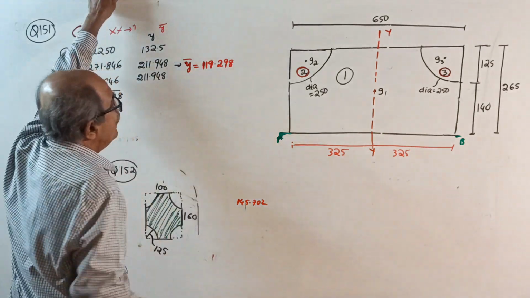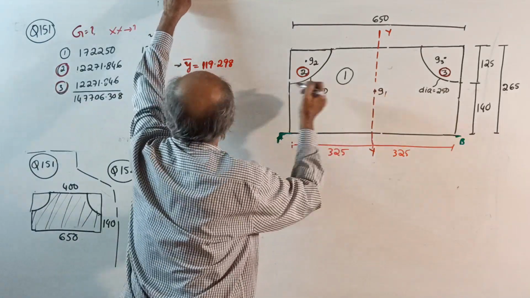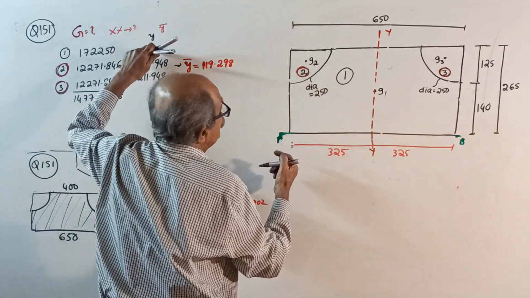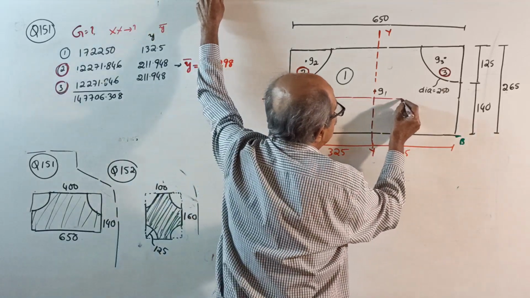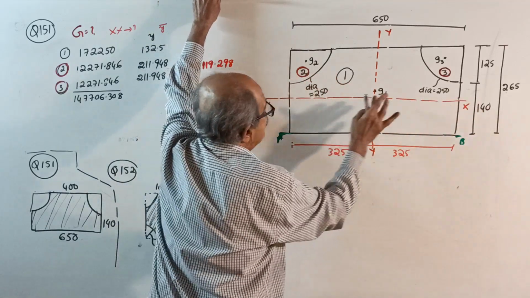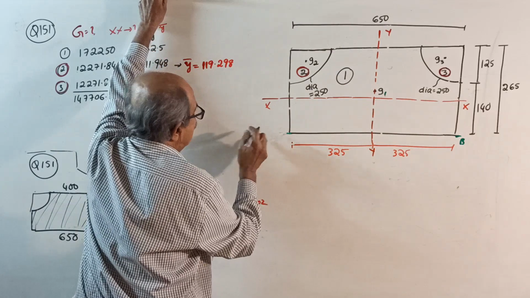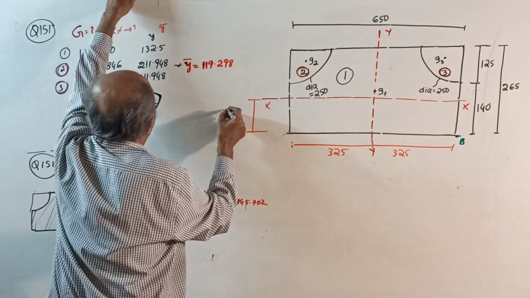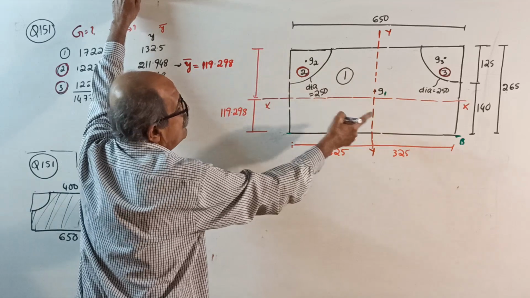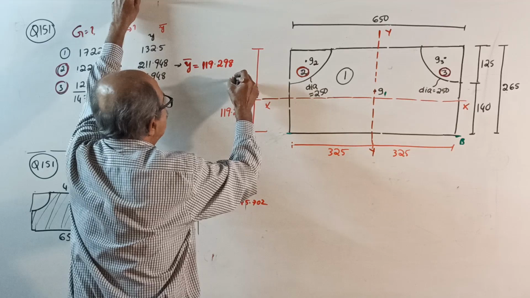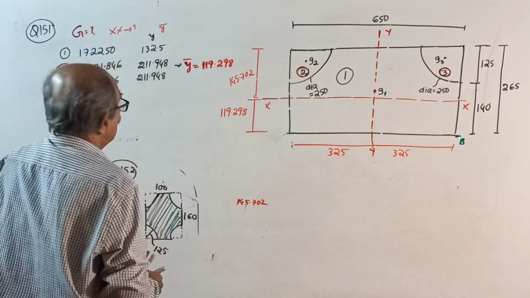Y bar will come 119.298. From here, the center of the rectangle is 265 by 2, which is 132.5. We got 119, so somewhere little down. How much down is not required. XX, G1. This distance is 119.298. Subtract from 265, you will get 145.702 from that side. Okay, now the centroid is located.